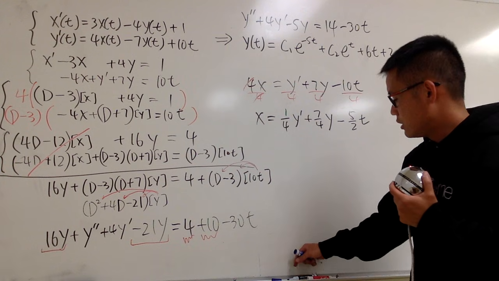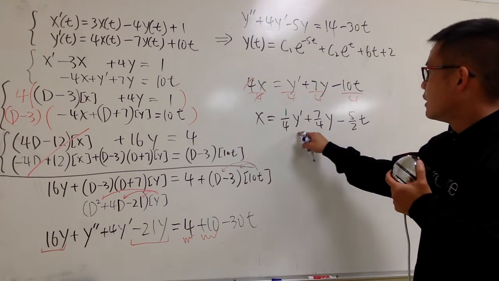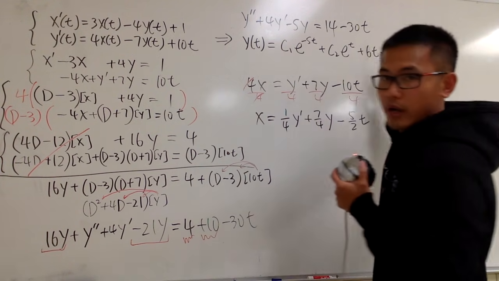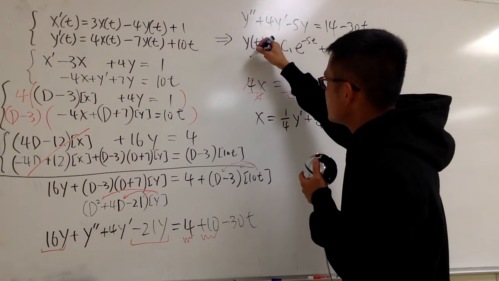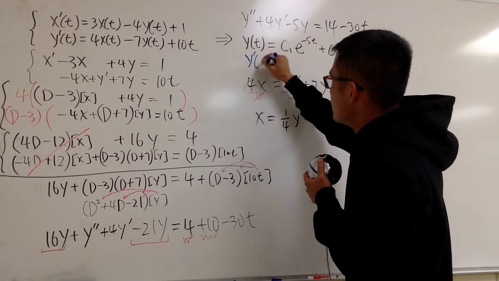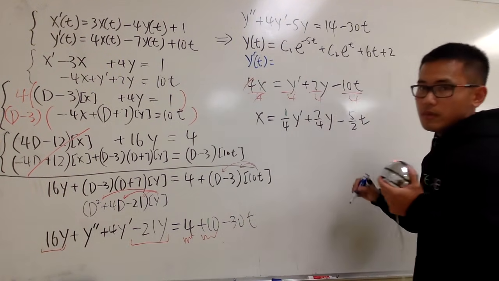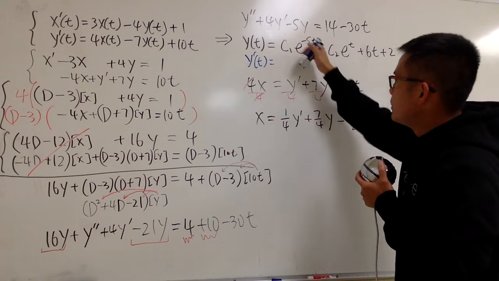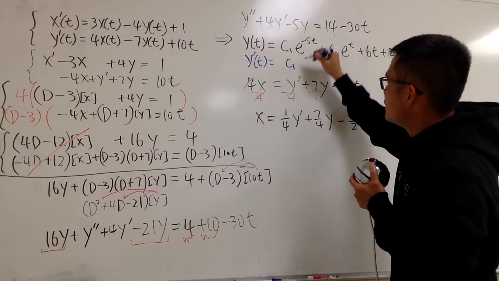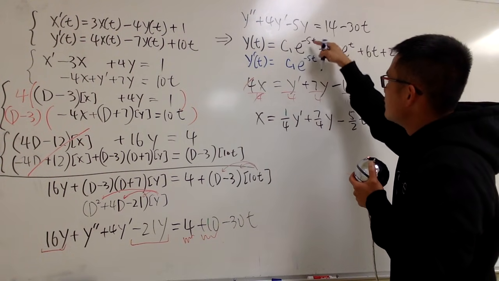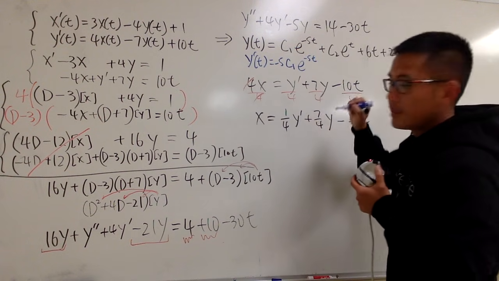So, I'll just do like this. So let's look at this. This is y already. I'm just going to get y prime. So let's put this down in blue. Y prime of t. Well, I have to differentiate this. Let me put down c1. And then the derivative of this is e to the negative 5t. But be sure you multiply this by negative 5.